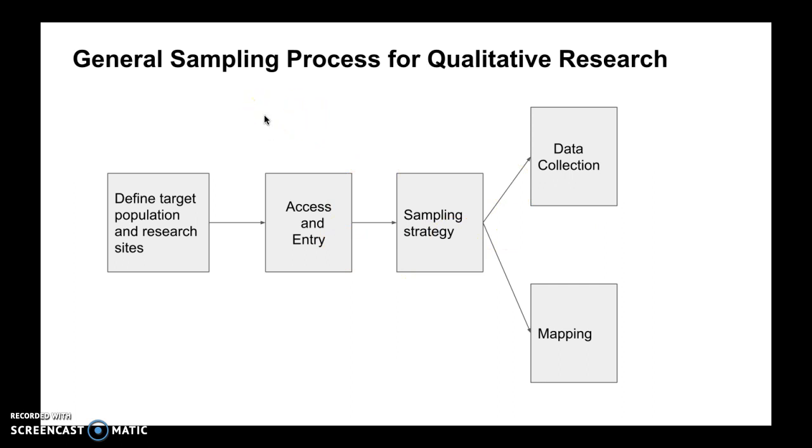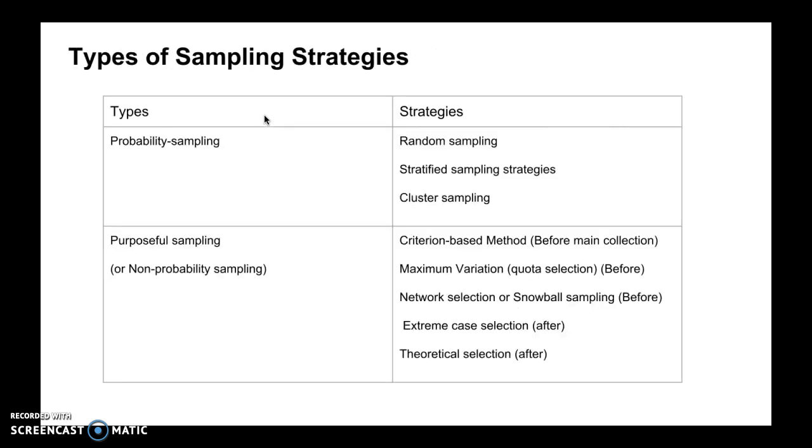So this is just a general sampling process for qualitative research, but not everybody follows this process, because of different strategies, they may choose different sampling processes. In general, sampling strategies can be divided into 2 types. The first type is called probability sampling, which relies on statistics, or probability theory. There are some strategies like random sampling, stratified sampling, and cluster sampling. We'll introduce each one later on.